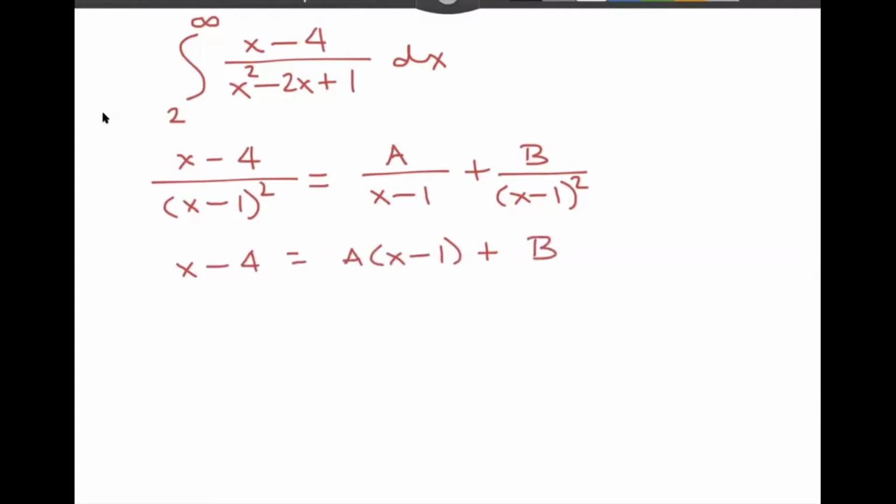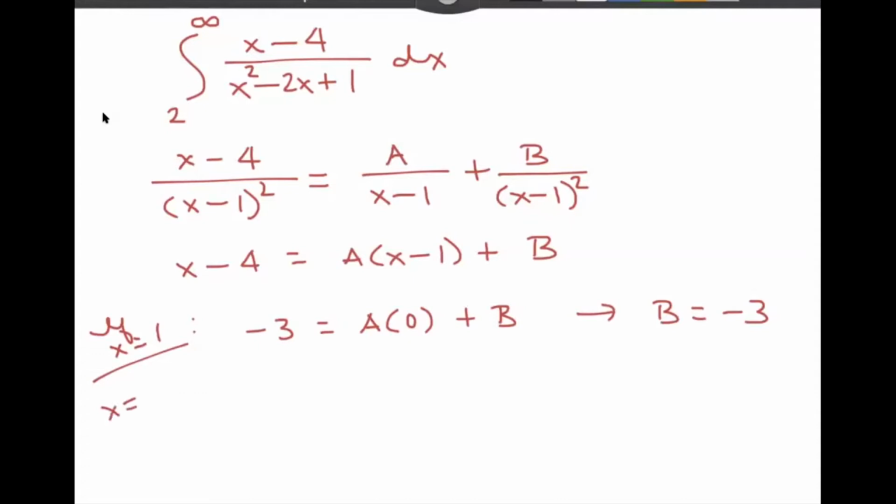And now I'm going to plug in x equals 1 to get one of those values. It's going to give me -3 is equal to a times 0 plus b, which means b is -3. I'm all out of good numbers that will make either a or b drop out. So whenever that happens, I usually go to x equals 0 if I haven't used it already. And that's going to give me -4 is equal to -a plus b. But we know that b is -3.